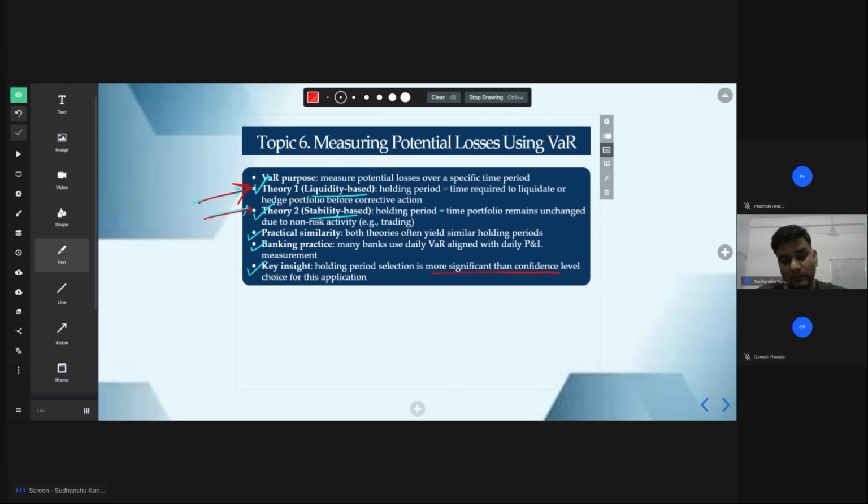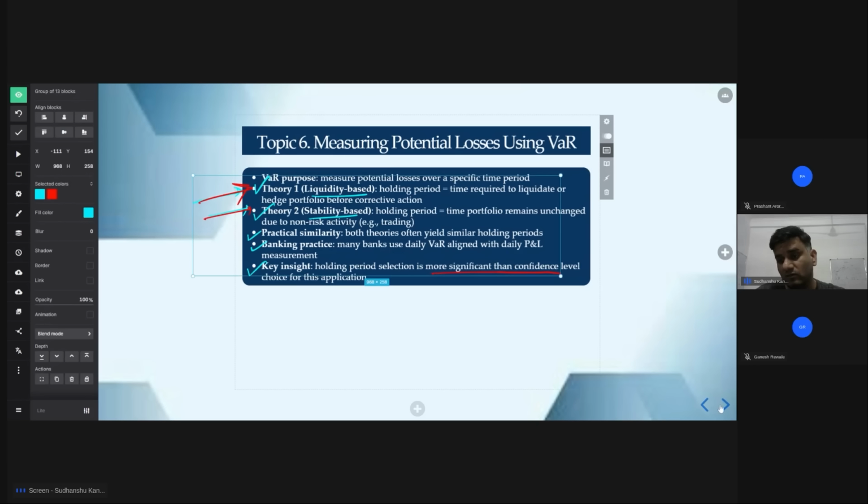Okay, so remember that overall, when you are measuring your potential losses using your VaR, your holding period assumption is what defines how realistic and how useful your risk measure will be. Confidence level matters, I'm not denying that, but not as much as the time horizon, alignment with your portfolio liquidity and trading frequency. That is more the alignment here. Okay, remember that.